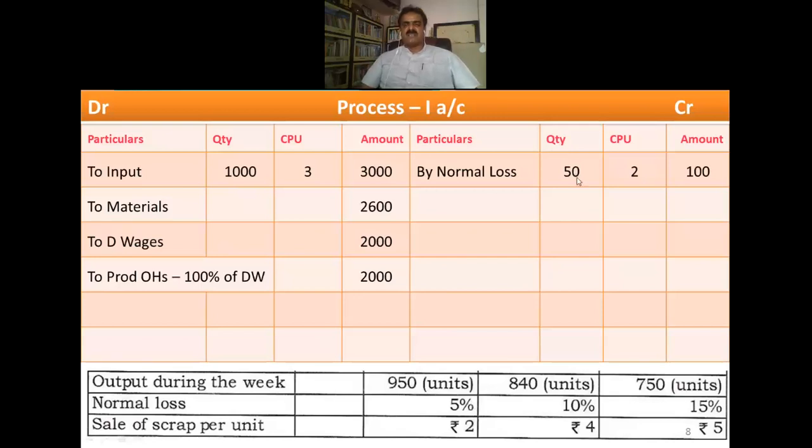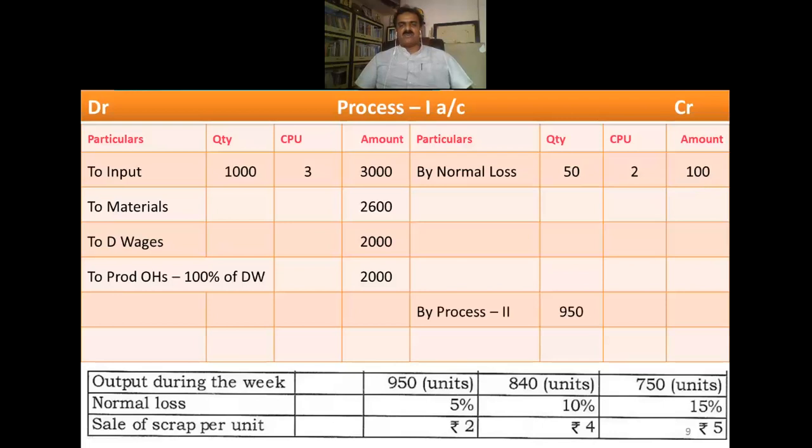units. So that is called the normal loss, where these 50 units of loss are sold at a very nominal value, that is at 2 rupees per unit. It is given in the question, that is to say the scrap value is 2 rupees per unit. So we are able to recover to the tune of 100 rupees. This is called sale of scrap. So 50 units, 2 rupees per unit, 100 rupees. That is the third step.